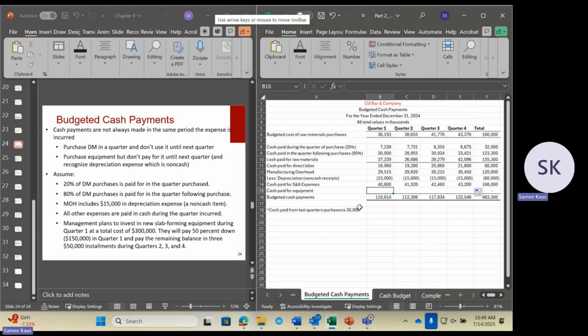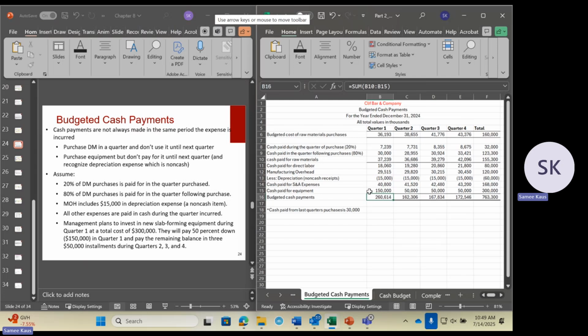Now I have cash paid for equipment. This last bullet point down here tells me that management plans to invest in new slab forming equipment during Q1 at a total cost of $300,000. So they're going to pay 50% down, or $150 million, in Q1. So I'm going to put that information down. I have cash going out the door of $150 during Q1. Now I'm going to pay the remaining balance over the next 3 quarters in $50,000 or 50 million installments.